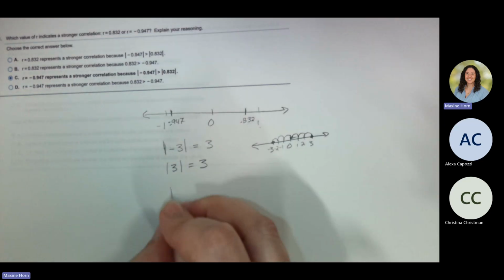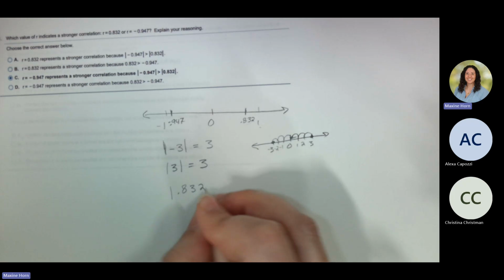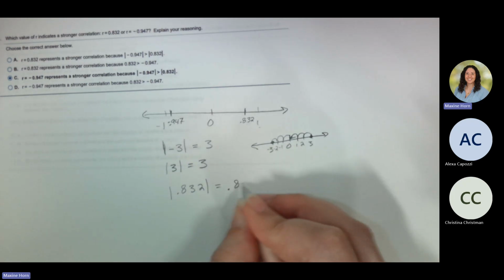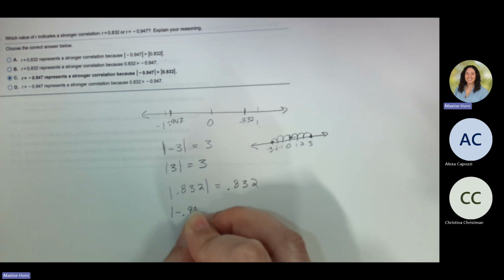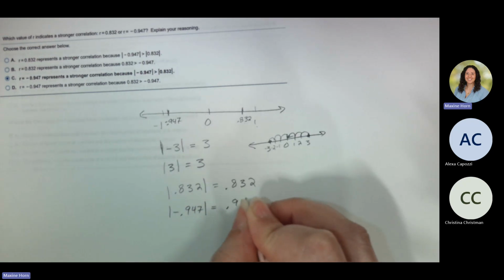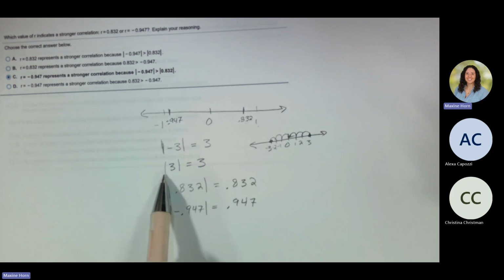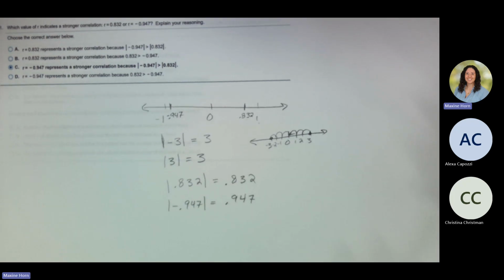So the absolute value of 0.832 is 0.832. The absolute value of -0.947 is positive 0.947. To find the absolute value, you take the thing inside and just make it positive. If it's already positive, great. If it's not positive, make it positive. Now we're comparing apples to apples rather than apples to oranges.